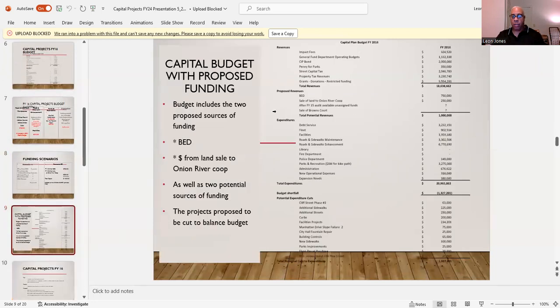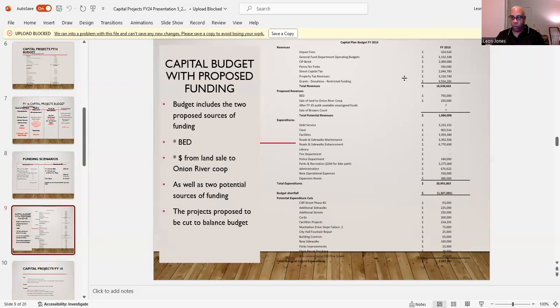Okay, then you have capital budgets with proposed funding. Again, now you're dealing with revenues. Now you have proposed revenues. So remember I told you about how to get out of debt, where this $1 million falls? Well, here's where it falls, right here. You have all of your revenues up there. These were your initial revenues.